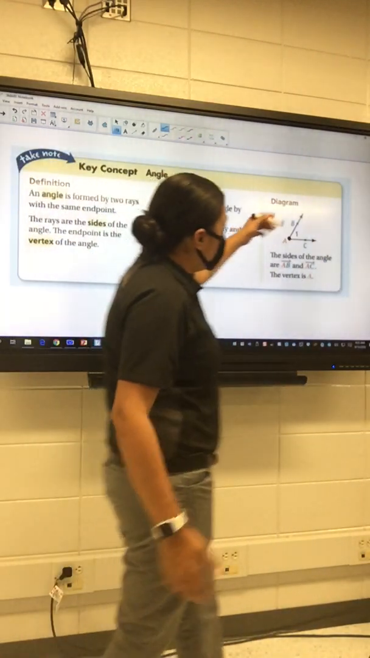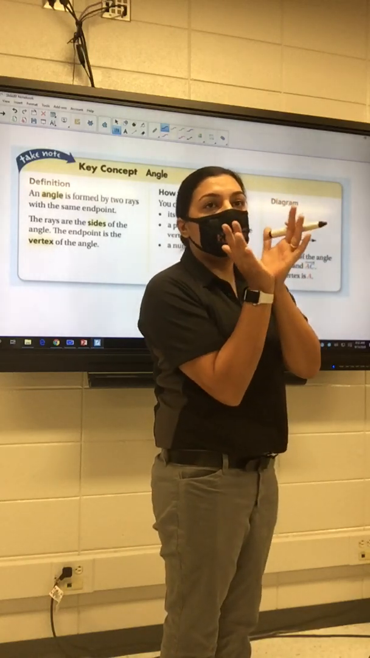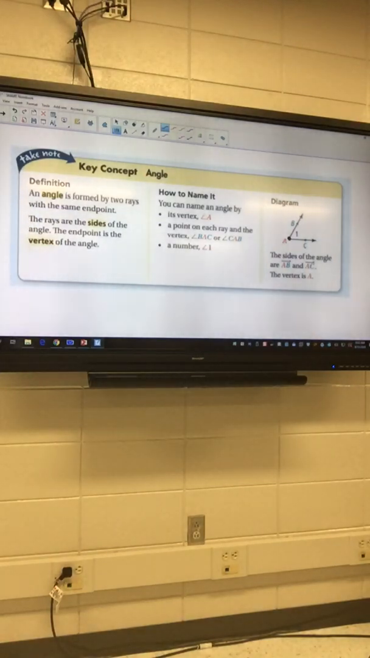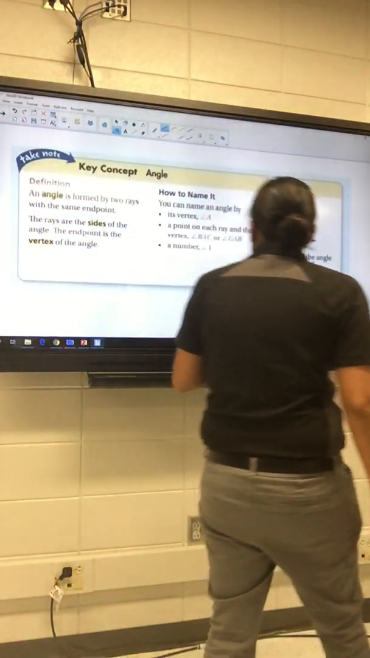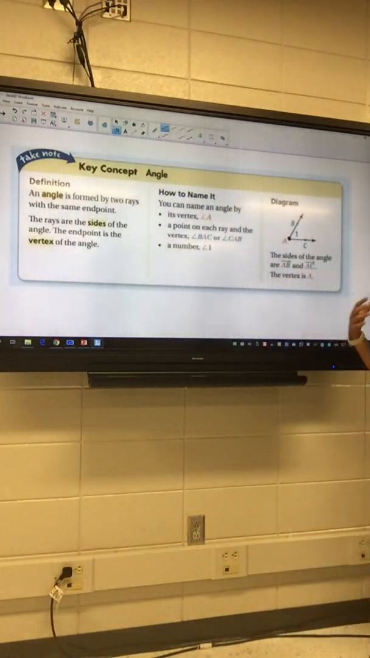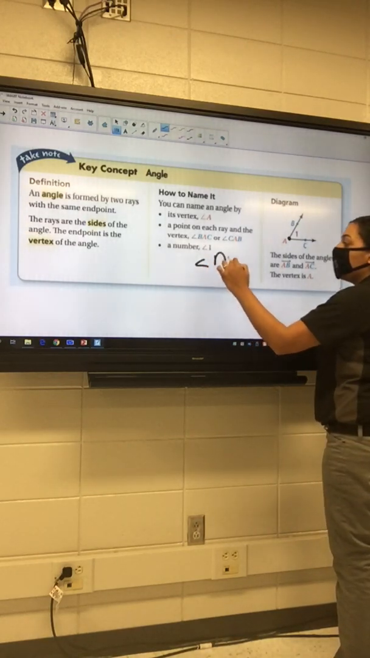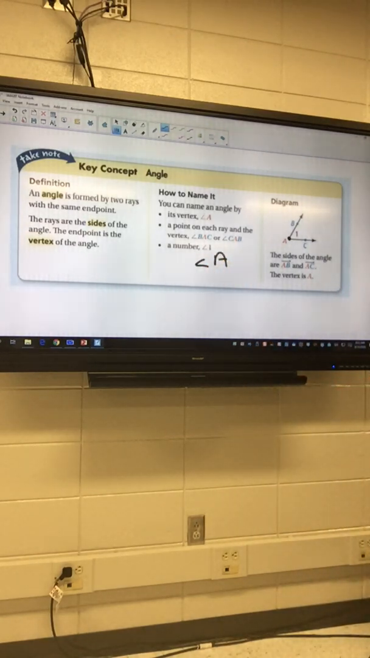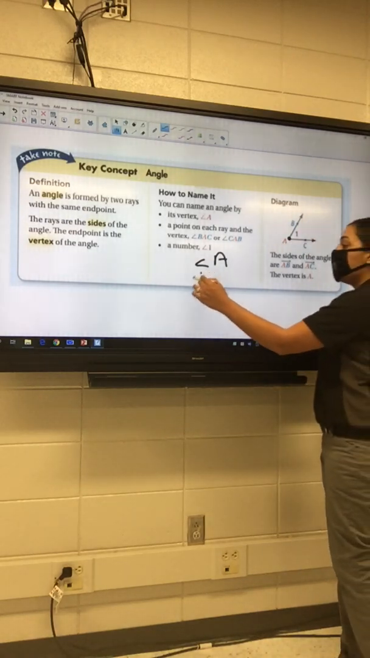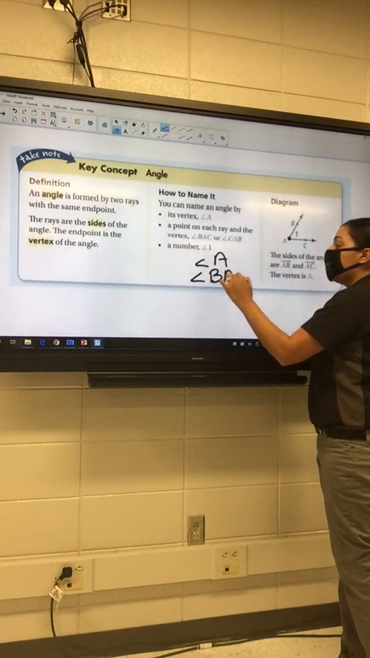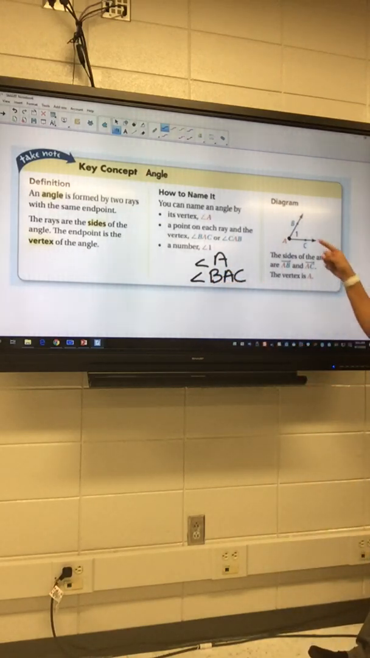This particular point where they meet is called a vertex, and we've used that in algebra. We've talked about a vertex on a quadratic, where the lowest point or the highest point is called the vertex. It says you can name an angle by its vertex. So in this case, one of the names for this angle could be A. Another name for the angle could be BAC. So you say angle BAC. What about CAB? CAB.